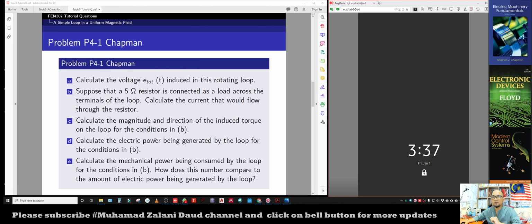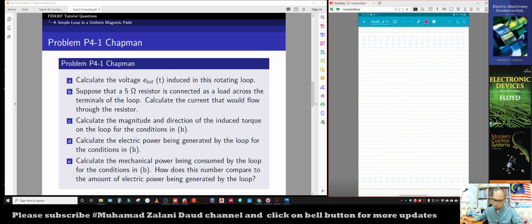So we want to find the first one. We want to calculate the voltage e_ind induced in this rotating loop. Before we go to the first question, let me just redraw this particular figure.